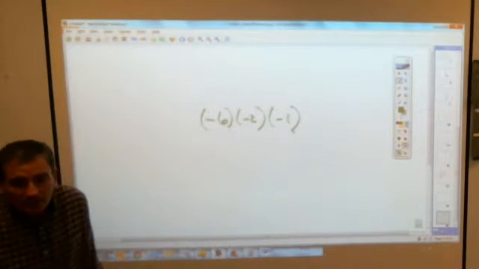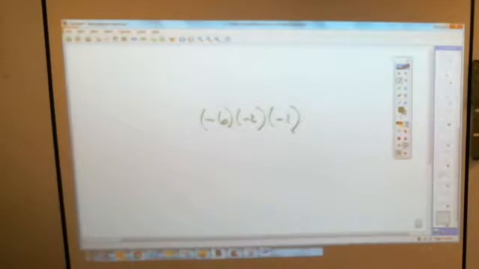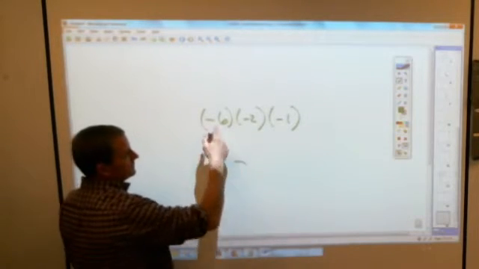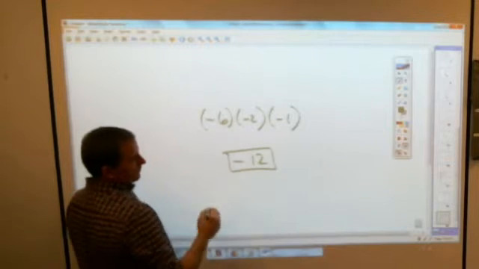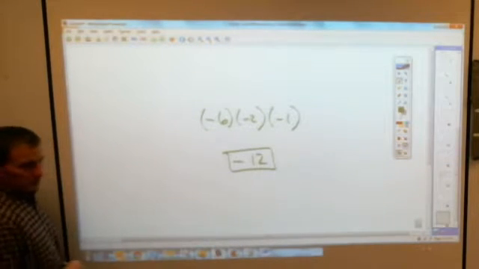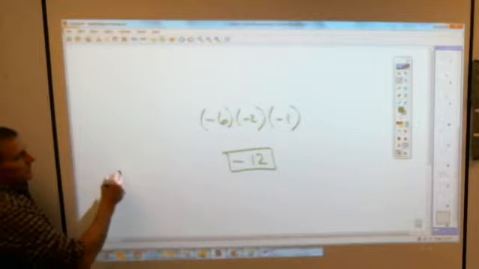The first thing when you see this, you should look at this and say, okay, my answer is going to be positive or negative? Negative. There's 3 negative signs there. 6 times 2 times 1 is 12. And unless something confuses you on this, what about this?